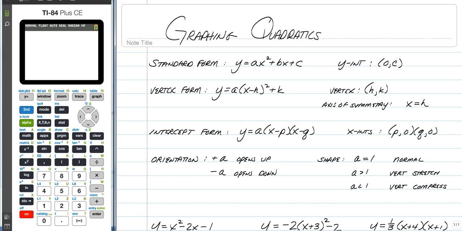And the third form is intercept form, which is y is equal to a times x minus p times x minus q, where p and q are your x-intercepts.